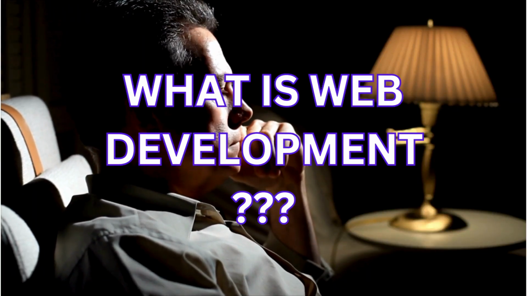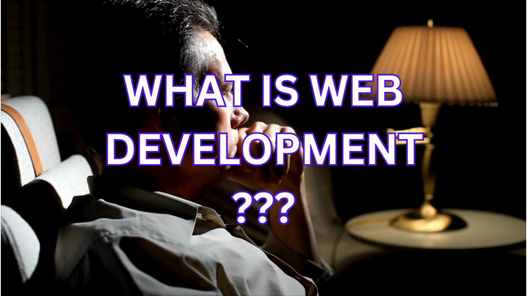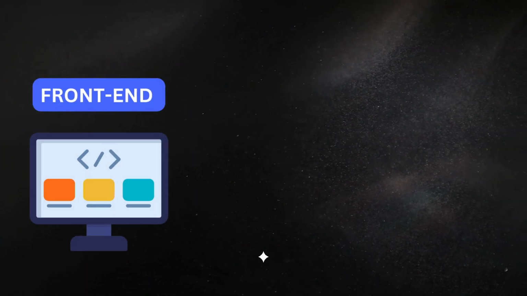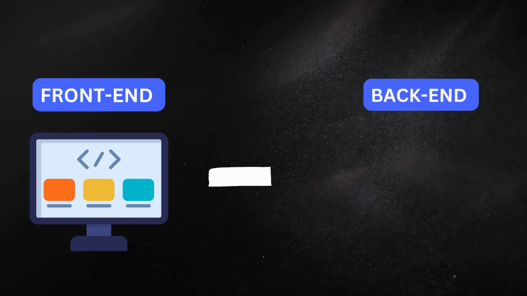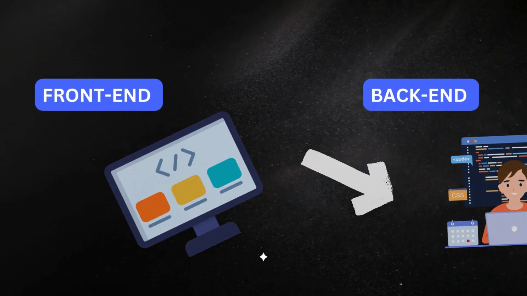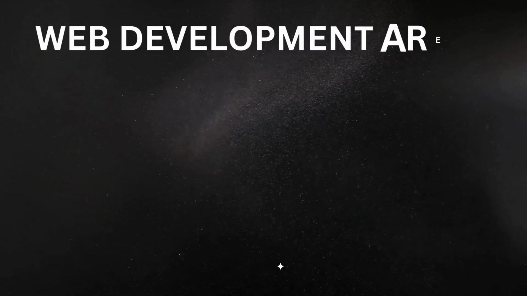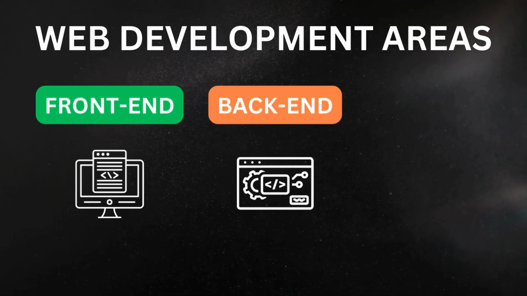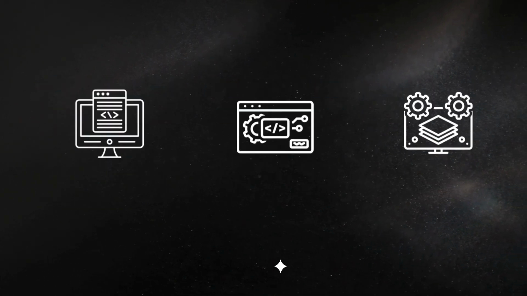What is web development? Let's start with the basics. What exactly is web development? Web development is the process of building and maintaining websites. It involves everything from creating the visual layout of a site to writing code that runs on web servers. There are three main areas you need to be familiar with: front-end development, back-end development, and full-stack development.